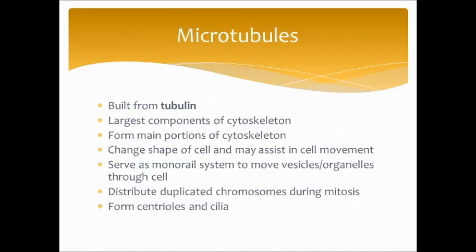Microtubules are the largest components of the cytoskeleton. They're built from a protein called tubulin. They form the main portions of the cytoskeleton because they are so large. They can change the shape of the cell and assist in cell movement. They serve as a monorail system to move vesicles and organelles through the cell, and we'll talk about that more later when we talk about vesicles. They distribute duplicated chromosomes during mitosis, and they form centrioles and cilia, which we will also talk about in a second.